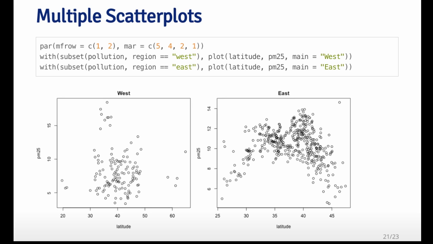Another way to look at these 3 variables is to just make 2 plots. So now I've got a panel of plots. On the left-hand side, I've got all the western counties, and on the right-hand side, I've got all the eastern counties, and I'm plotting them by latitude and PM2.5. So you can see that in both cases, the higher pollution counties tend to be in the middle latitudes, and the northern and southern latitudes tend to have generally lower pollution. But this is both the case in the eastern and western United States, so that's kind of interesting.